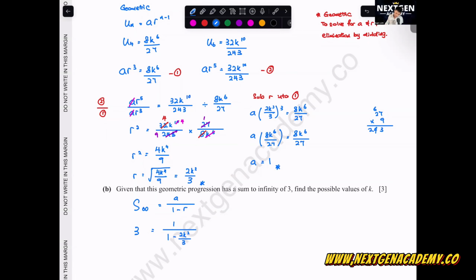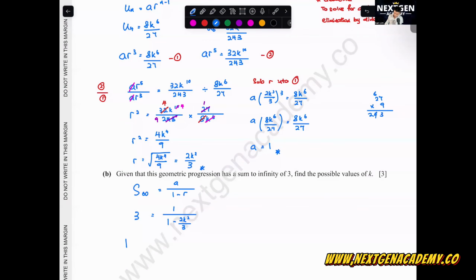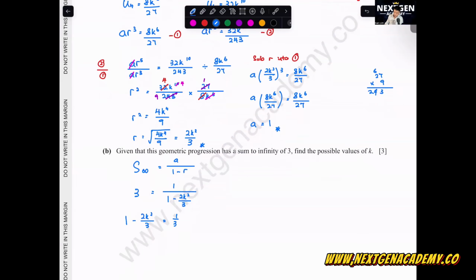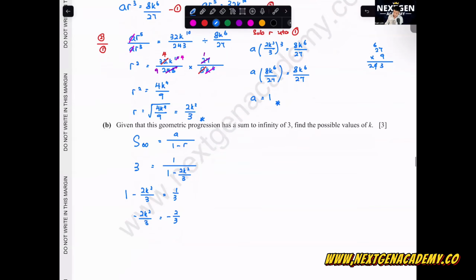Okay, let's see what's the easiest way to do this. Okay, we bring this up. 1 minus 2k squared over 3 equals 1 over 3. Okay, let's solve for this. Minus 2k squared over 3 equals 1 over 3 minus 1. This one will be minus 2 over 3.